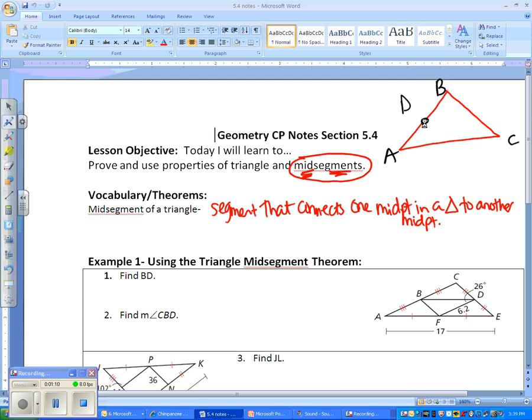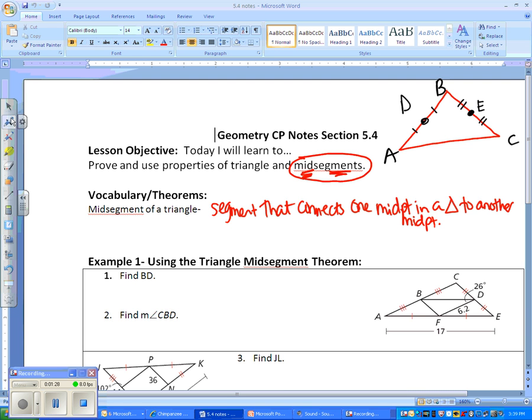So D is the midpoint, and how can I show that it's a midpoint? I could put those tick marks. Then if I found another midpoint of another side, let's say I found that this is the midpoint, I'll call that midpoint E. So E is the midpoint of BC. So I put two tick marks.